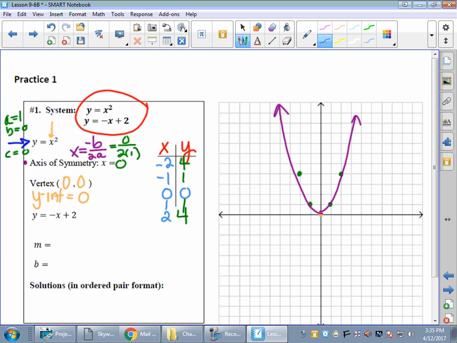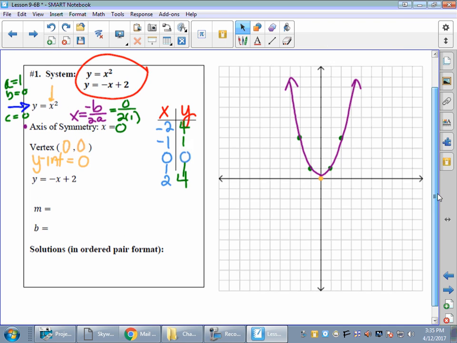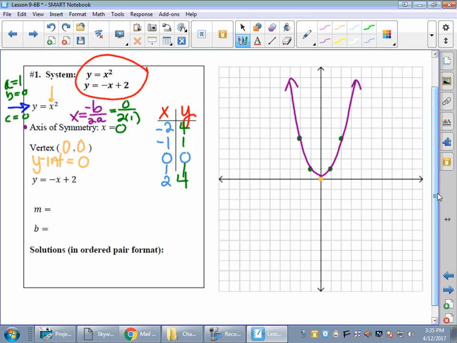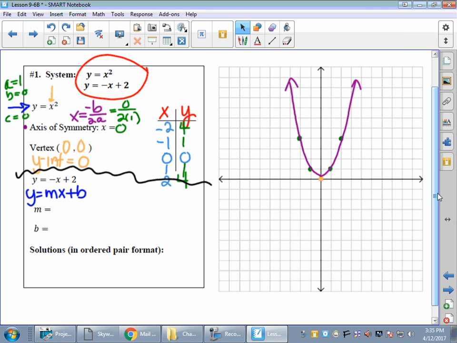Kind of missed that point a little bit. Maybe I should fix that. The other thing that we need to graph is what kind of equation is y equals negative x plus 2? Well, that's linear, right? So we can do our m and our b, y equals mx plus b. So what is the slope of this equation, or the m value? Negative 1, or negative 1 over 1 if you prefer. What's the b or the y-intercept?